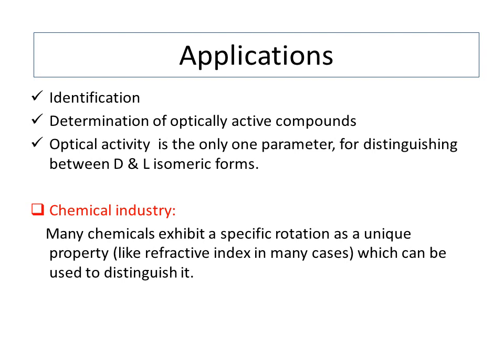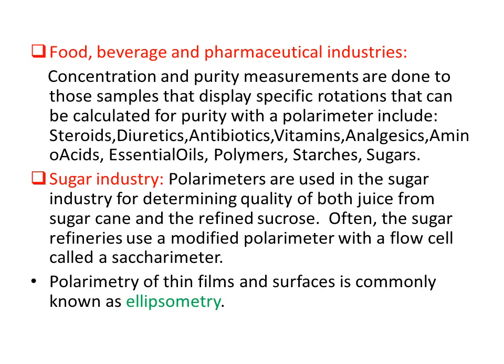Where would we see these applications in the real world? So first of all, if you end up in the chemical industry, many chemicals exhibit a specific rotation as a unique property, like that of refractive index. So this can be used to distinguish between chemicals.